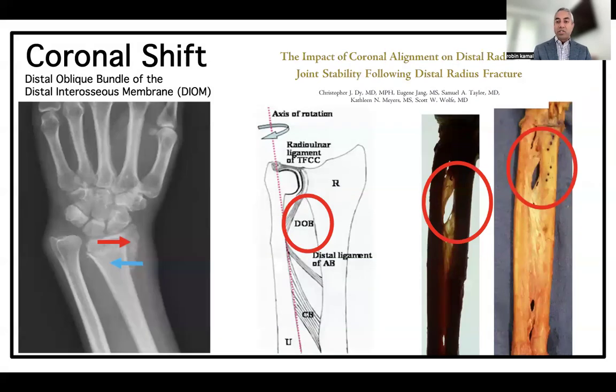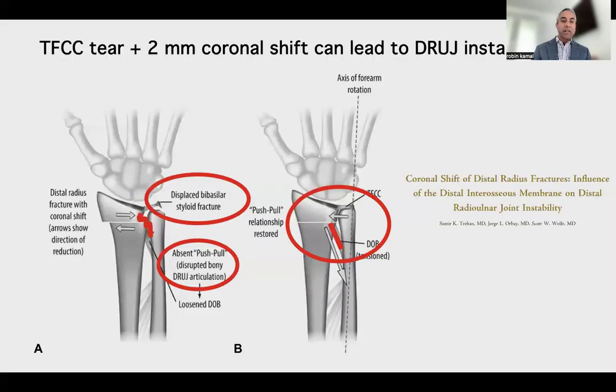You can have coronal shift of the distal radius, which can lead to instability by affecting the distal oblique bundle of the interosseous membrane. And here's an example of a study whereby cutting the TFCC and shifting coronally by 2 millimeters, the DRUJ became unstable.